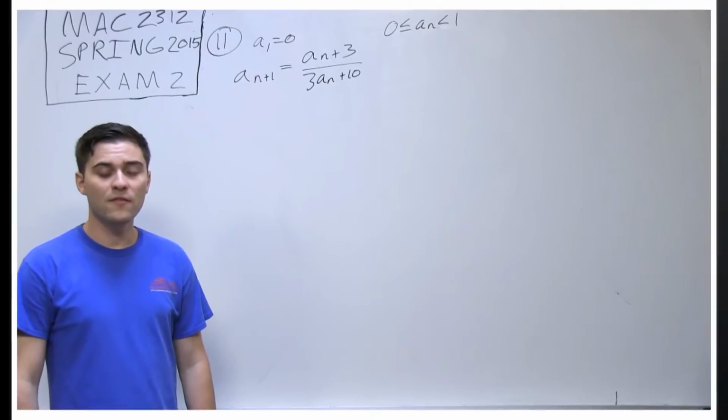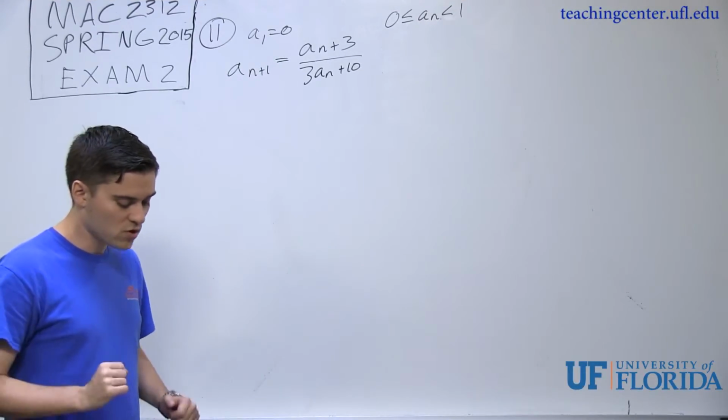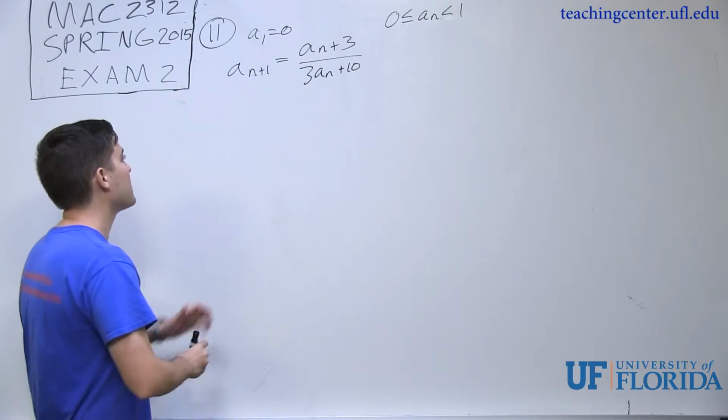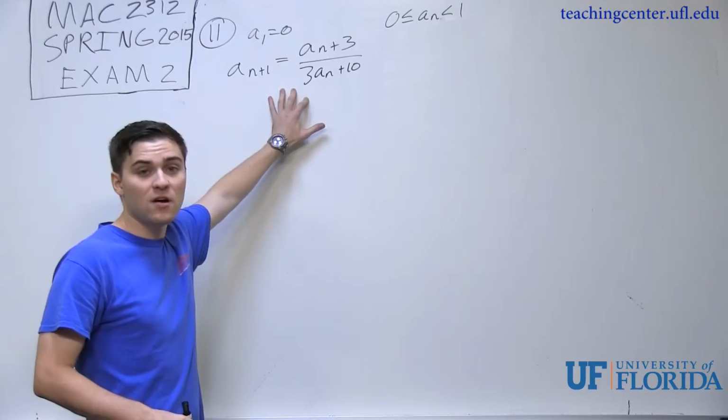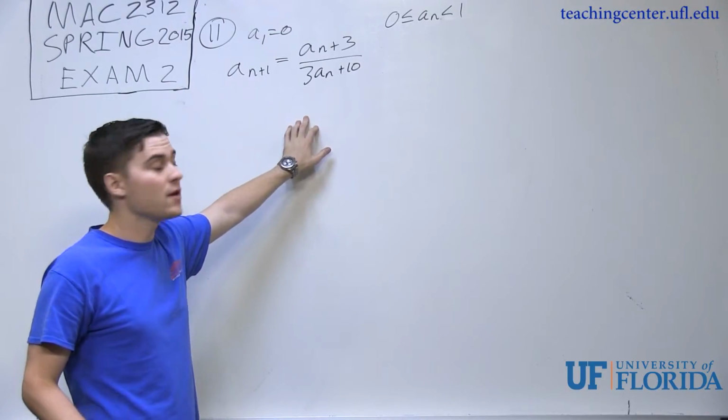So problem number 11 is a monotonic sequence. All it's asking in this case is it wants you to find the limit that this sequence is approaching. However, this isn't a normal sequence again, it's a monotonic sequence, so you have to apply a little bit of a different theorem to try to solve it.